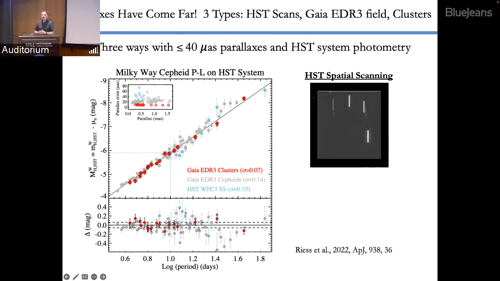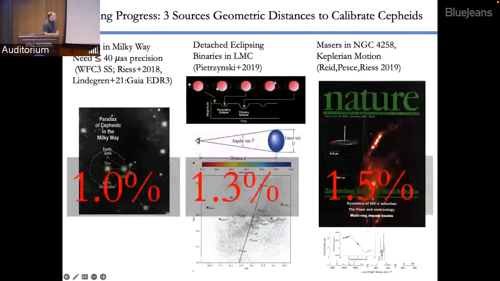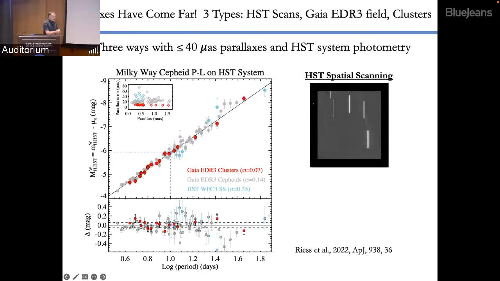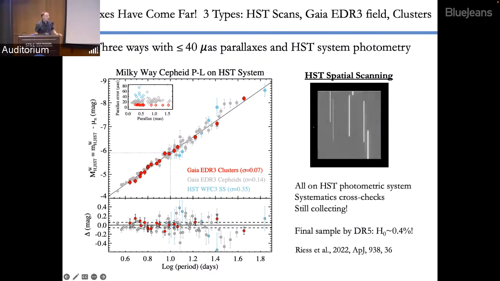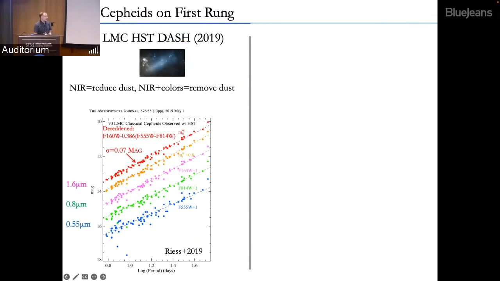And even better is to use the parallaxes of open clusters measured by Gaia, but you can average hundreds of stars per cluster to reach 10 micro-arcsecond precision. In all 3 cases, it's crucial to still measure the photometry of the Cepheids with HST using the spatial scanning because they're very bright sources. And so by the time Gaia reaches data release 4 or 5, we anticipate this will get to about 0.4% in the calibration of the Hubble constant.